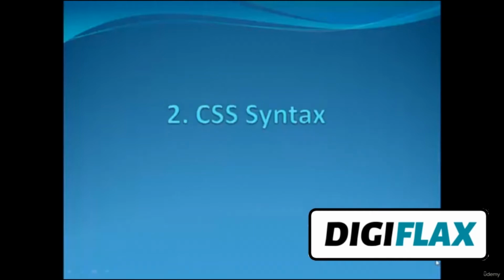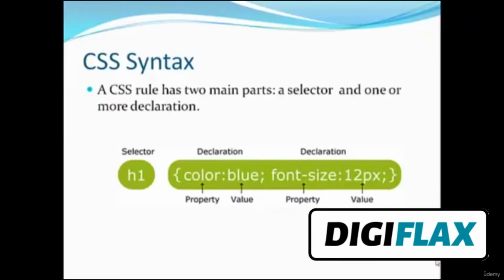Welcome friends. In this video we will see how to define CSS and what the syntax of CSS is. A CSS rule has two main parts, a selector and one or more declarations. The figure shows the syntax of CSS and how to define CSS for a particular element. Here the selector is nothing but an HTML element or HTML tag. Every CSS style for a particular element is surrounded by curly braces. So this is how we can define CSS.